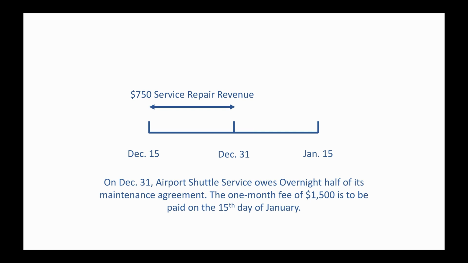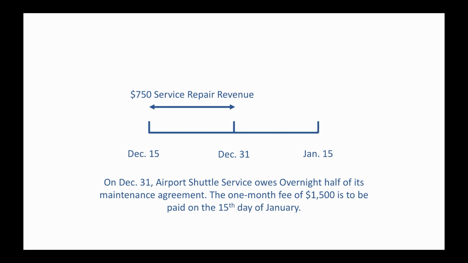Overnight began rendering services on December 15th, but the first monthly payment will not be received until January 15th. Overnight needs to make an adjusting entry at December 31st to record half of the revenue earned from the agreement with Airport Shuttle during December. From the 15th of December until December 31st, Overnight earned $750 of the maintenance fee.